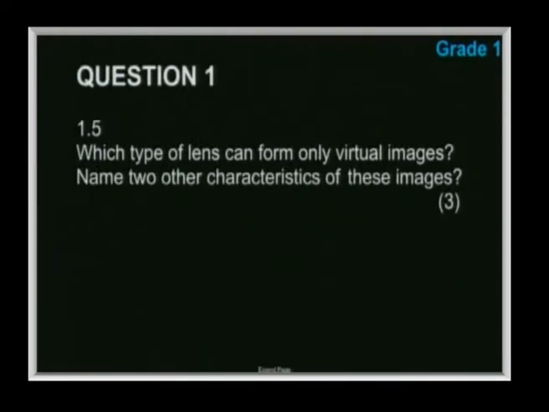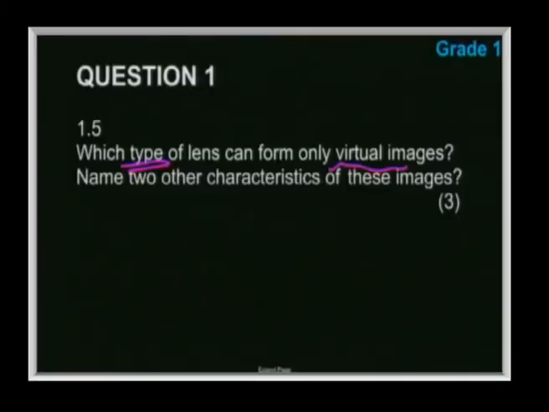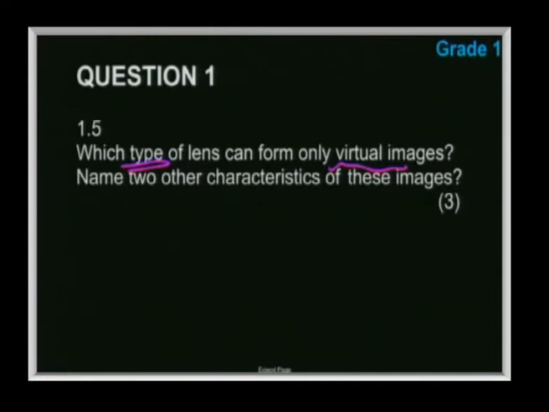Next question, 1.5. Which type of lens, they ask us for the type, can form only virtual images? Now, if we've just discussed the convex lens that can form real images as well as virtual images, we know that the other lens is the concave lens. Now, all concave lenses form virtual images. So our answer to the first question over here would be a concave or a diverging lens.